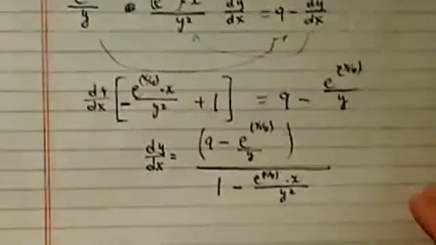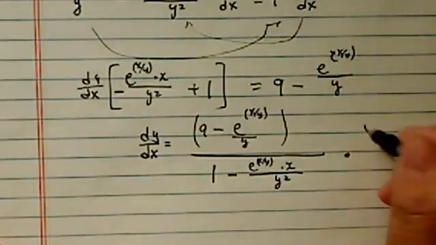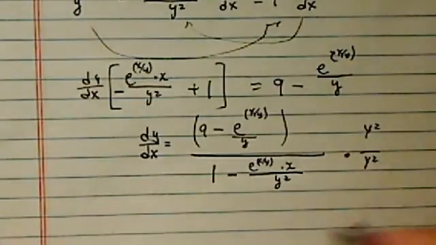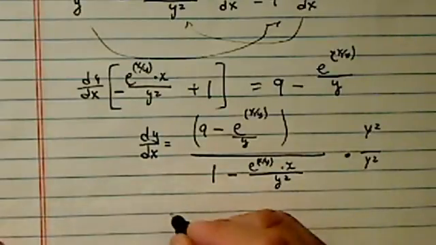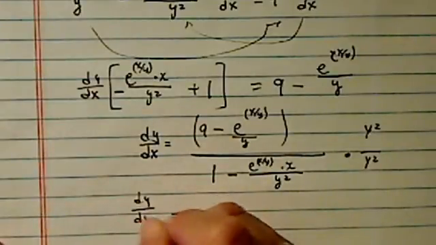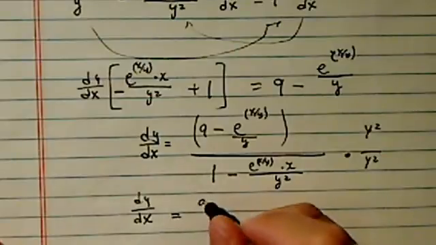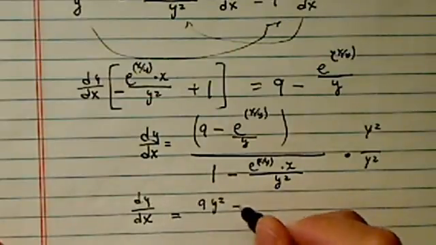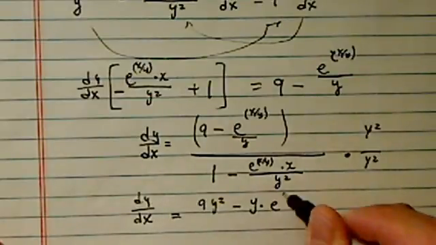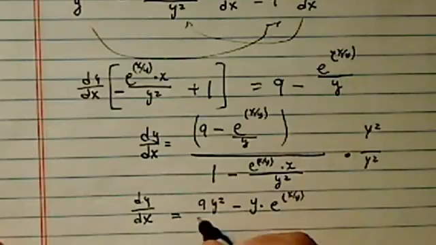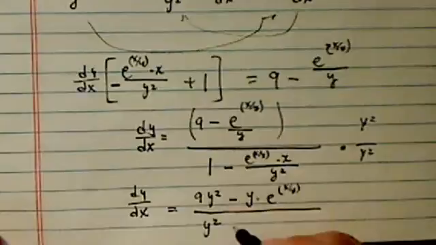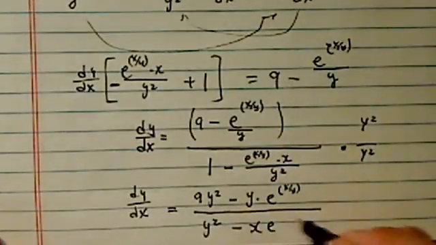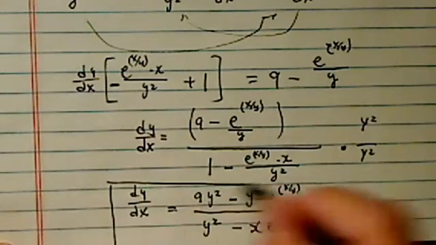Wow, that's a complete mess. Let's multiply top and bottom by y squared, so at least we don't have the fractions stacked on top of each other. So we have dy dx is equal to 9y squared minus y times e to the x over y, divided by y squared minus x times e to the x over y. Okay, so here's our answer.